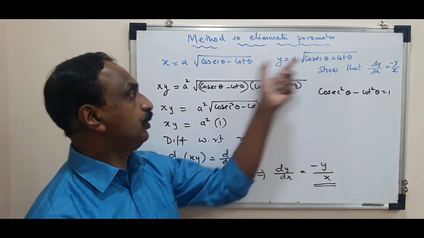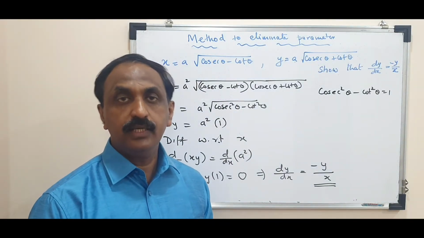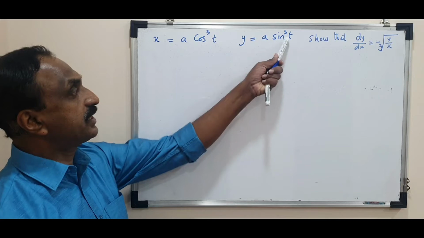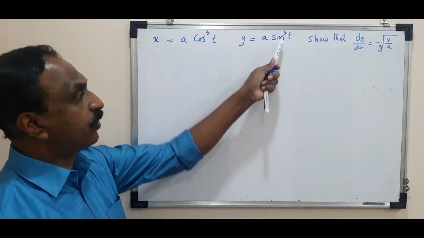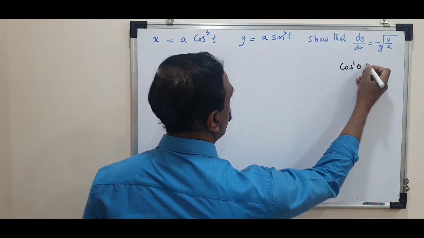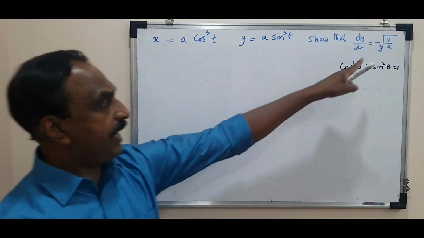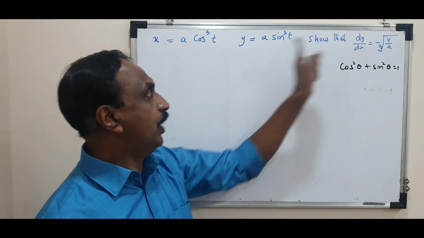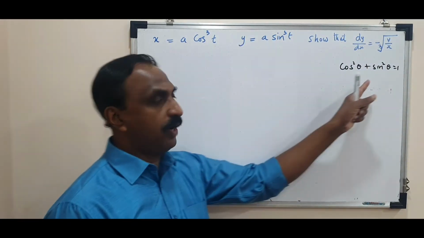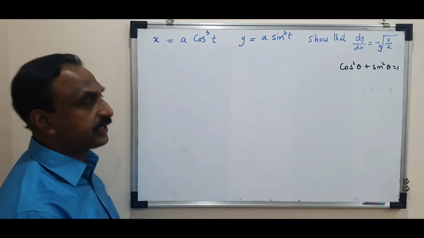So every time you need to use the technique by which we can eliminate theta, and accordingly we change. In this problem we have cos and sine. Whenever we have cos and sine, we will use cos square theta plus sine square theta is 1 to eliminate t. So we want the answer in y and x. We don't want t to be present in the answer. So our aim is to eliminate the t. So what I do is I make cos t the subject.